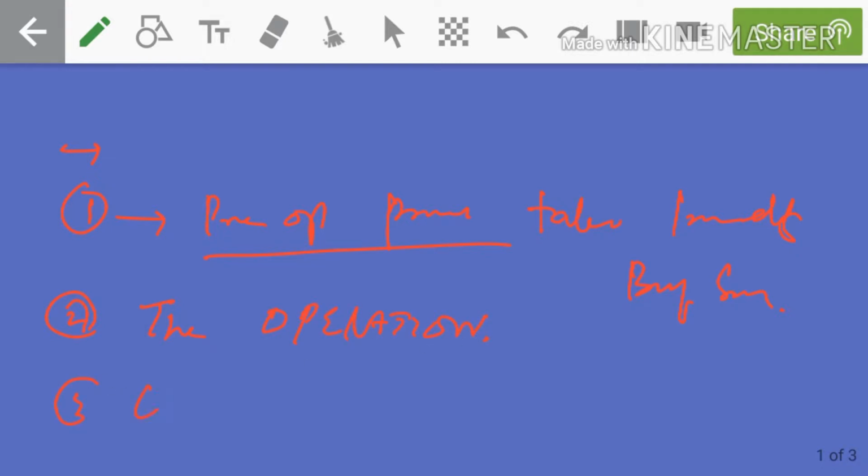The third one is when the patient is on the operating table, what care you will take. The fourth one is when the patient is post-op, that is after surgery, post-operative care. So we will discuss one by one.